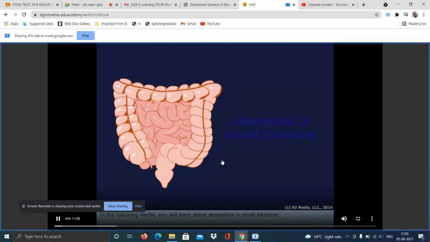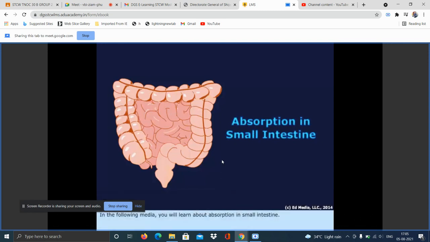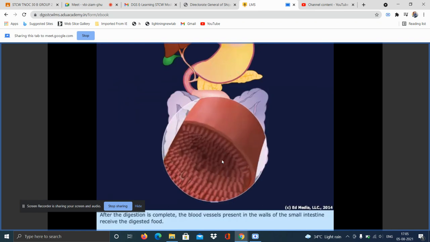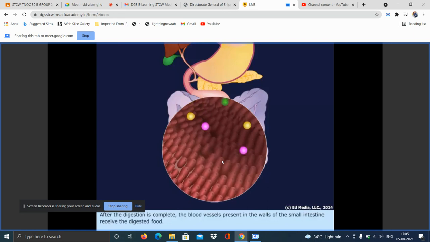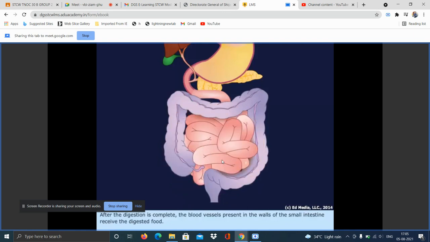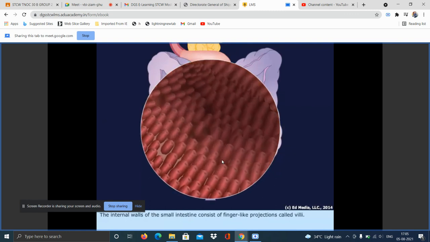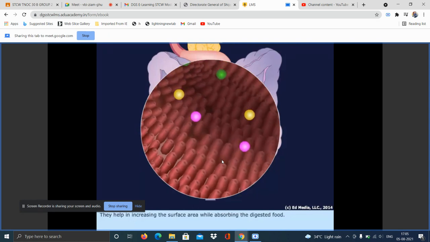In the following media, you will learn about absorption in small intestine. After the digestion is complete, the blood vessels present in the walls of the small intestine receive the digested food. This method is called absorption. The internal walls of the small intestine consist of finger-like projections called villi. They help in increasing the surface area while absorbing the digested food.